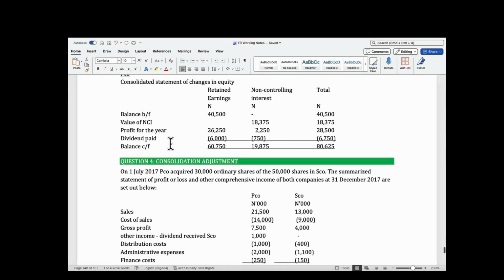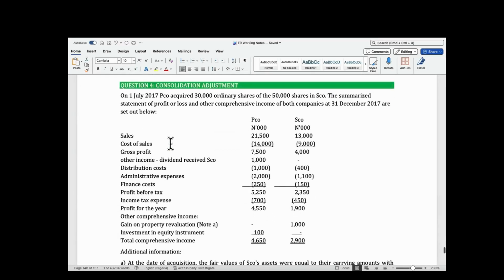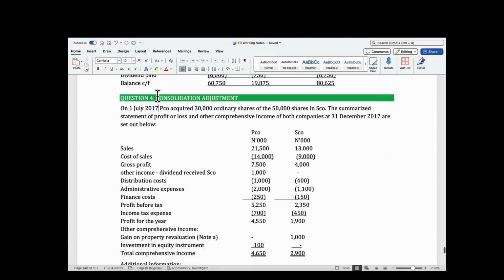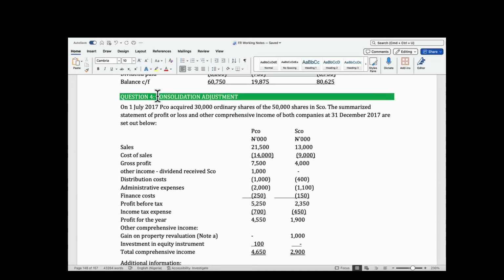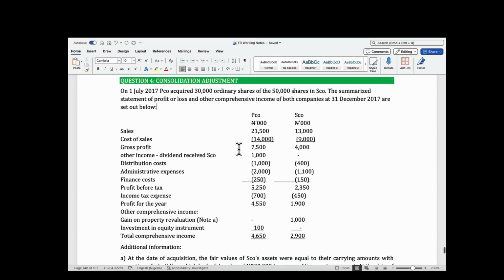Let's solve another one. It says on 1st July 2017, Pico acquired 30,000 ordinary shares of the 50,000 shares in ESCO. The summarized statement of profit or loss and other comprehensive income of both companies at 31st December 2017 are set out below. So we're given the two statements.